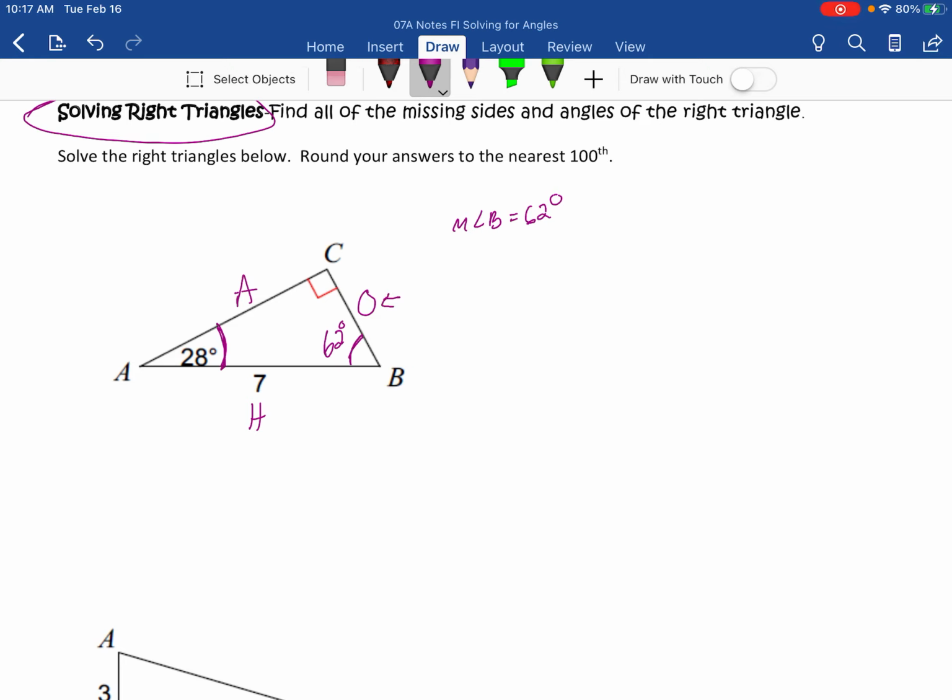Now I'm going to use trig to find my other sides. This is my hypotenuse. I'm going to use the angle that I know. This is the opposite. This is the adjacent. So I'm going to find the opposite first. I know that the sine of 28 is equal to BC over 7. So I can multiply each side by 7. And BC is approximately 3.29.